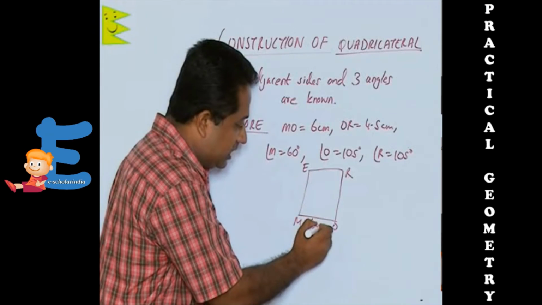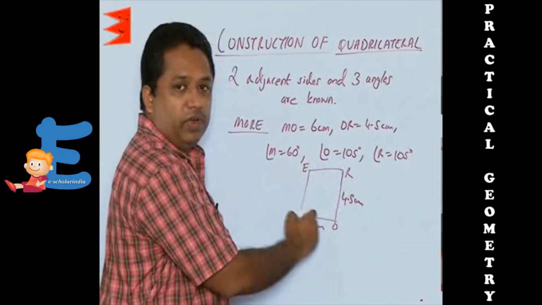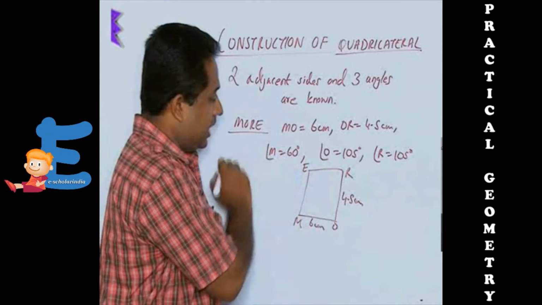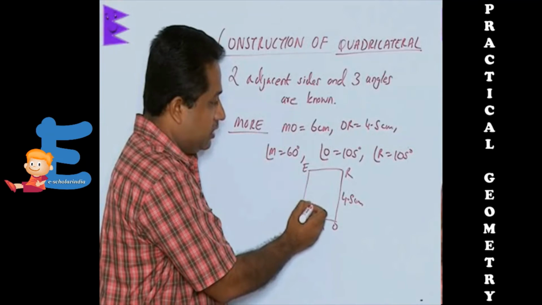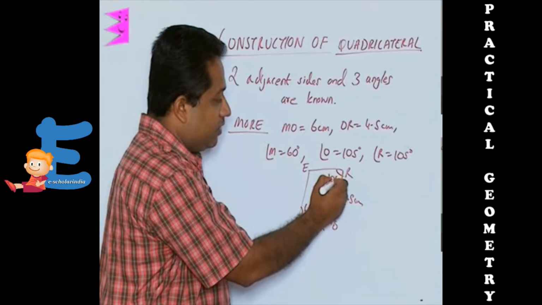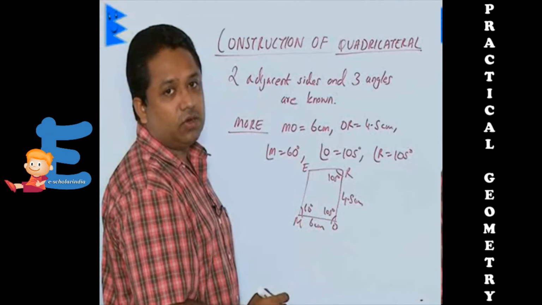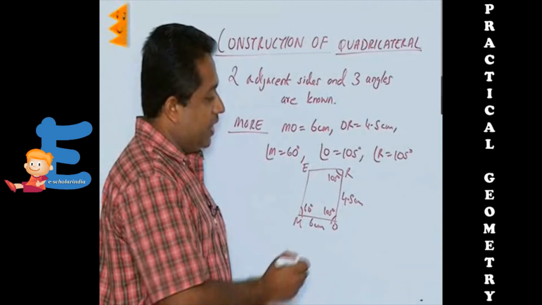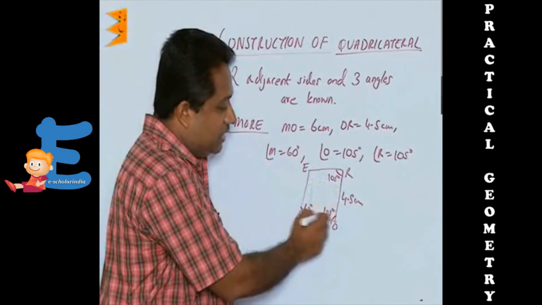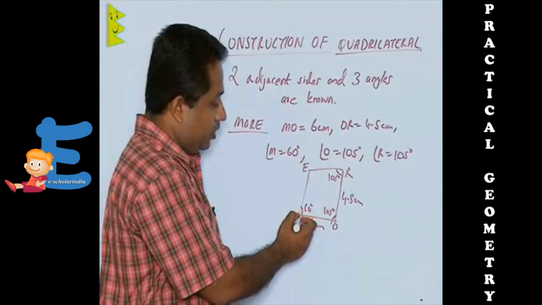MO is given 6 centimeter, OR is 4.5 centimeter, angle M 60 degrees, angle O 105 degrees, and angle R again 105 degrees. Now if you note, the three angles that are given to us are all multiples of 15. Therefore these angles have to be constructed using a compass, pencil and scale.